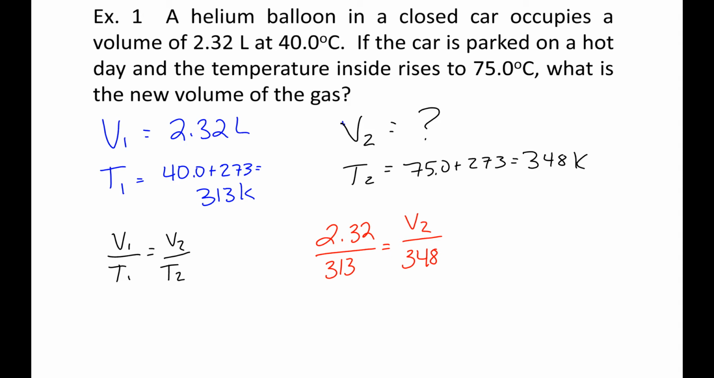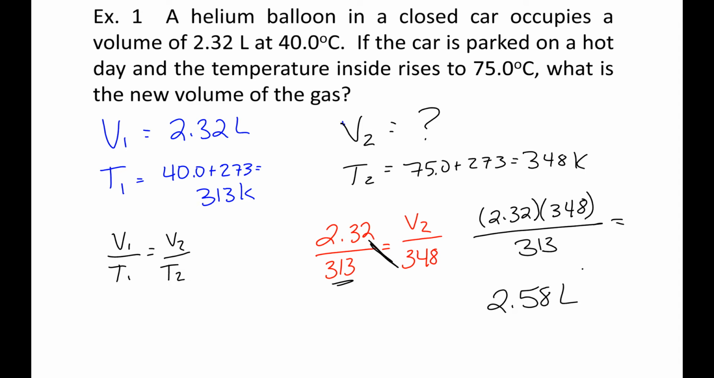Now, when we cross multiply, there's a little trick to this. What we're going to do is multiply these two and then divide by this one. So it's going to be 2.32 times 348. When you cross multiply, you actually get 2.32 times 348, and then you multiply the 313 by V2, and in order to solve for the variable, you end up dividing by 313. So it's just easier to, the two numbers that are across from each other, you multiply, and then the one that's left over, you divide by. When you do that, you get 2.58 liters.